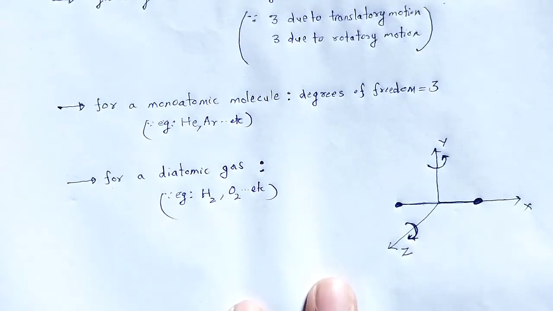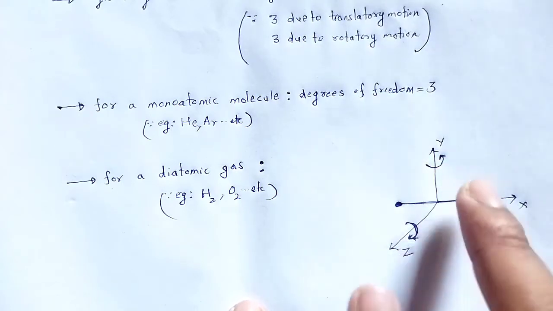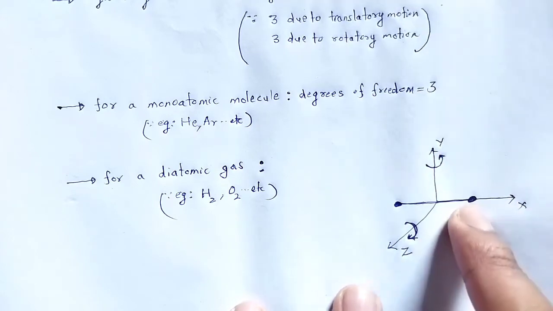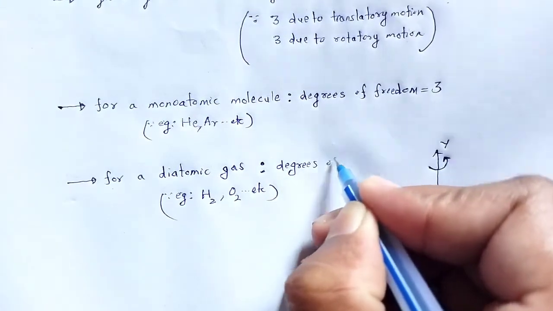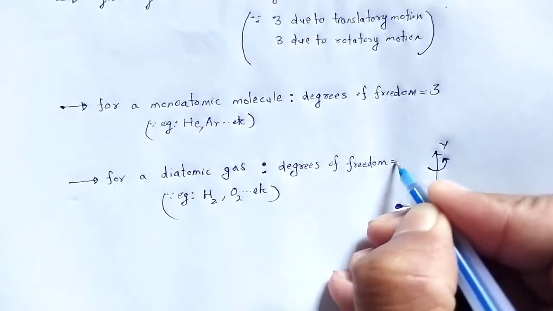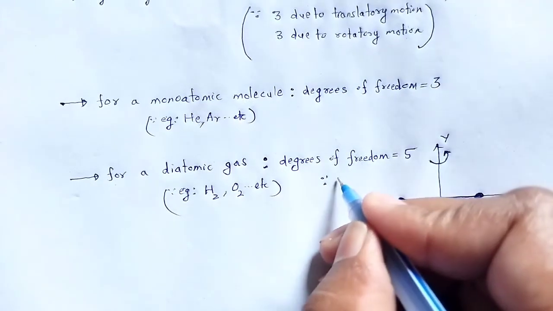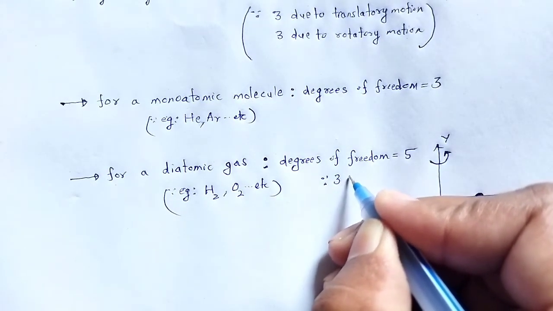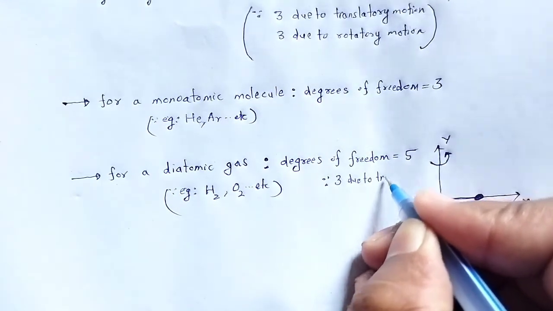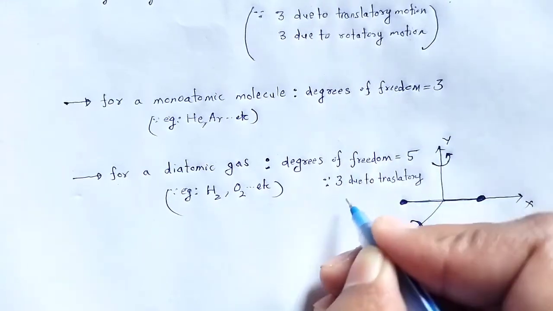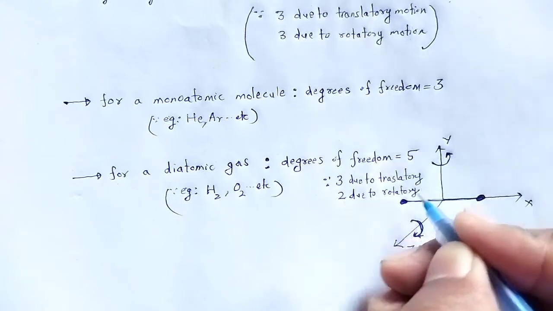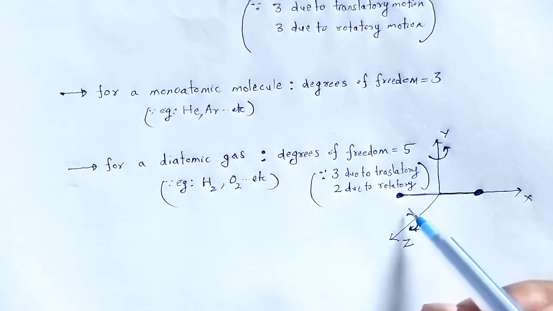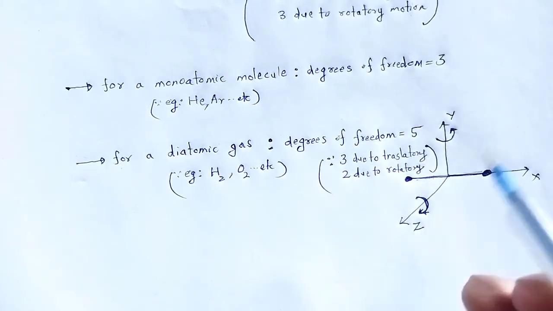In this way, it requires 5 degrees of freedom. The diatomic molecule has 5 degrees of freedom, 3 with respect to translatory motion and 2 with respect to rotatory motion. So, its degrees of freedom will be 5: 3 due to translatory motion and 2 due to rotatory motion. The rotation about the axis joining the atoms is neglected.